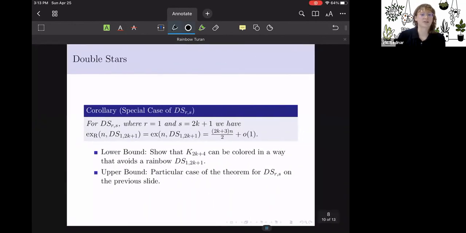The upper bound is just a particular case of the reduction method using Erdős–Sós. You get the same number for both of these, which is this 2k^3 plus 3n over 2. The little o of 1 just takes care of any divisibility issues that may arise. But the main important part here is this 2k plus 3n over 2 is the rainbow Turán number for this special family of double stars.